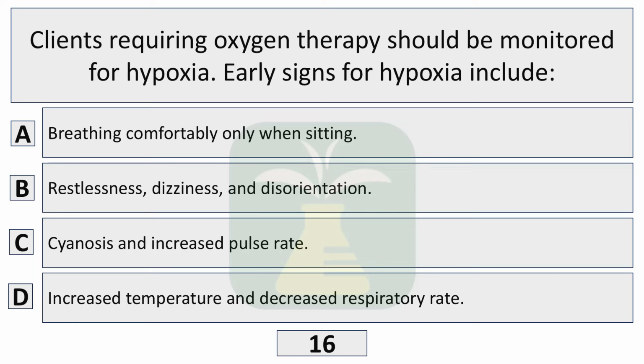Clients requiring oxygen therapy should be monitored for hypoxia. Early signs of hypoxia include: A. breathing comfortably only when sitting, B. restlessness, dizziness, and disorientation, C. cyanosis and increased pulse rate, D. increased temperature and decreased respiratory rate.